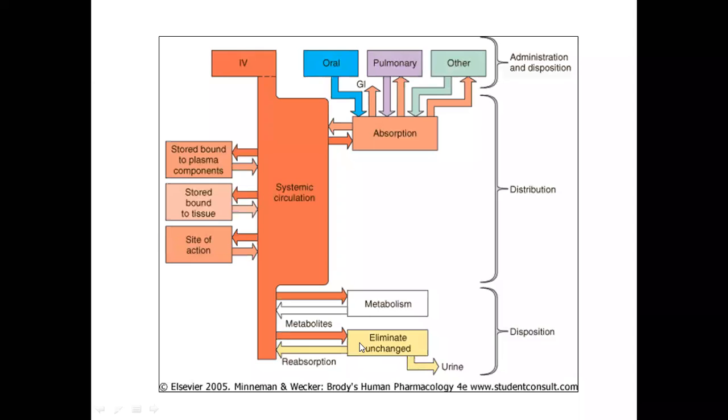Later on it gets metabolized and excreted. After metabolism, the metabolites are excreted in the urine or in the feces, whatever the way of excretion of that drug. Then the next route of drug administration is the oral route.